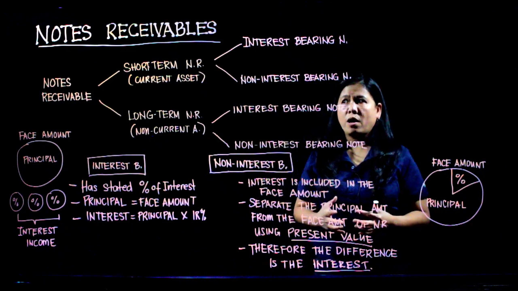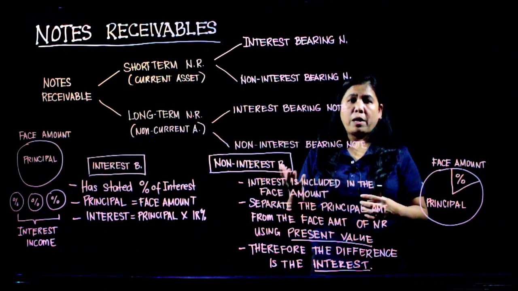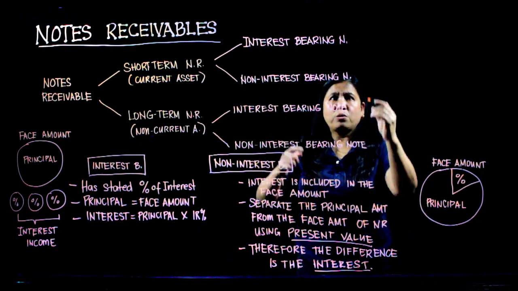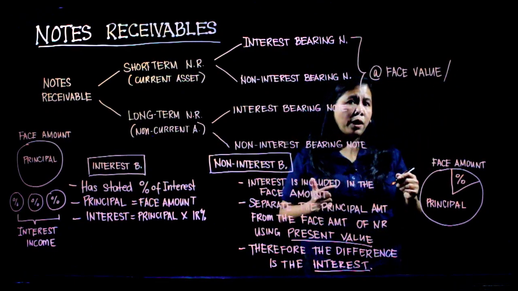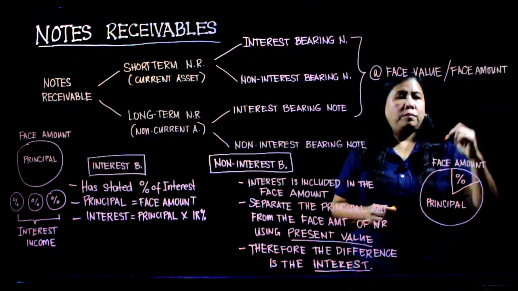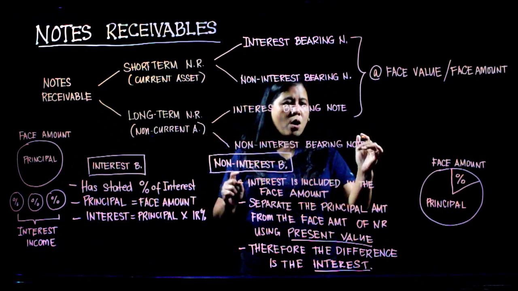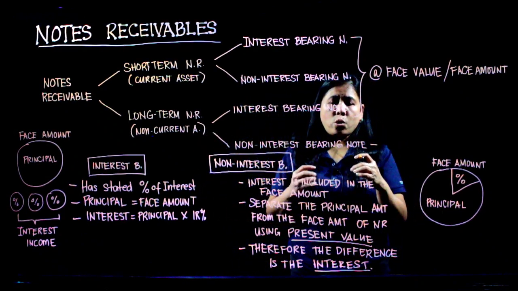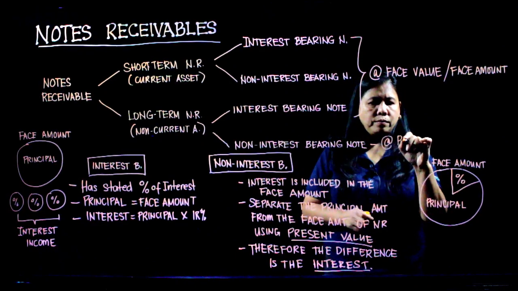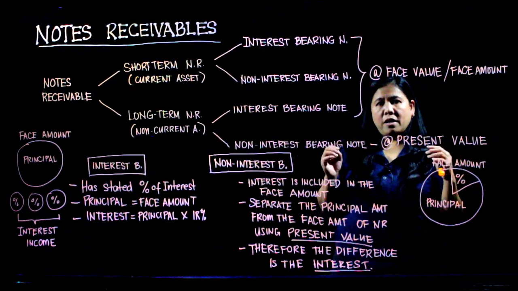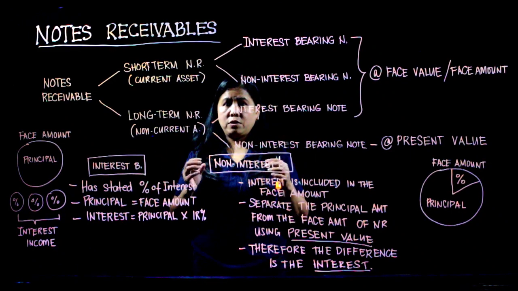How do we measure these notes receivable? Once we receive this promissory note from the maker, we recognize these short-term notes receivable at face value, also known as the face amount. Long-term notes receivable that are non-interest-bearing, we record at present value. Now let's see the accounting of the interest-bearing note and the non-interest-bearing note.